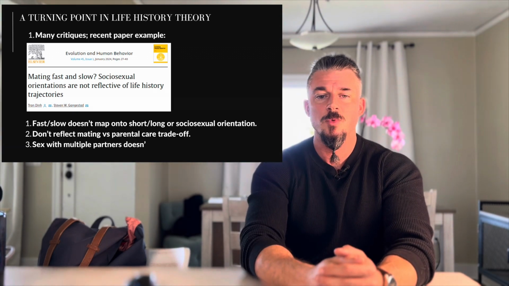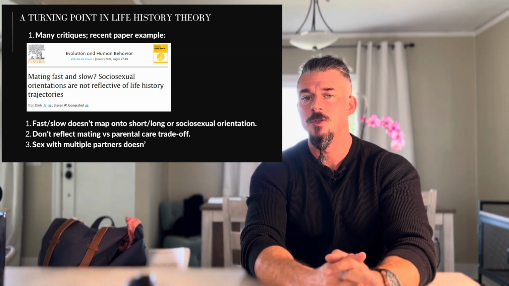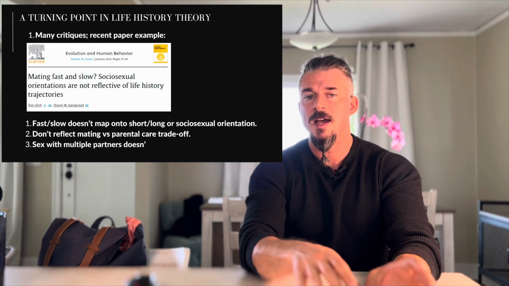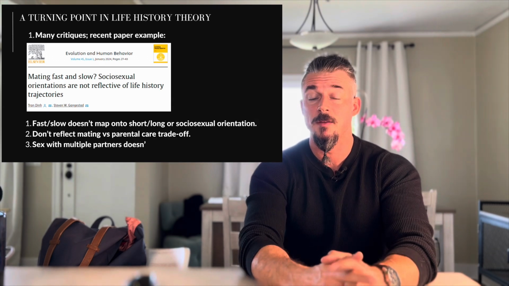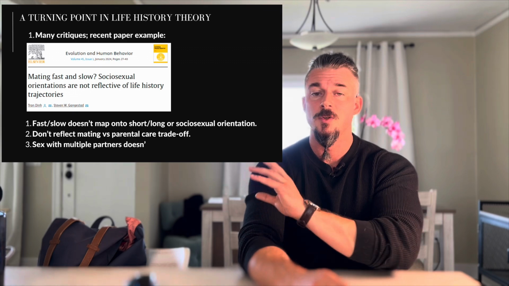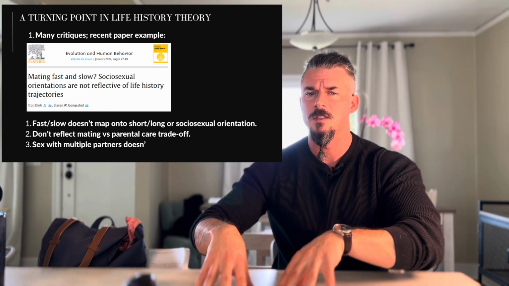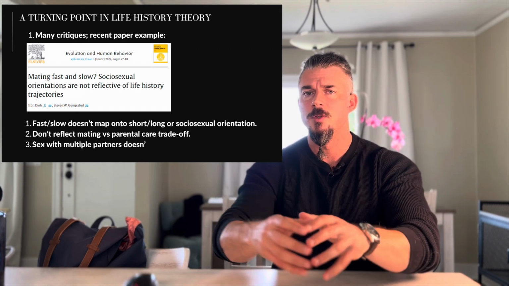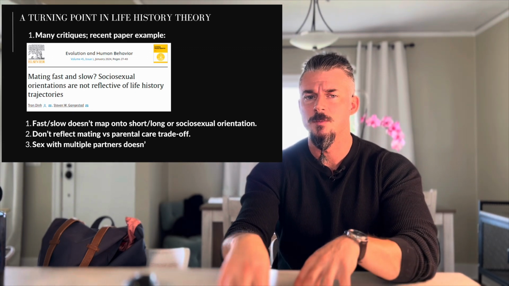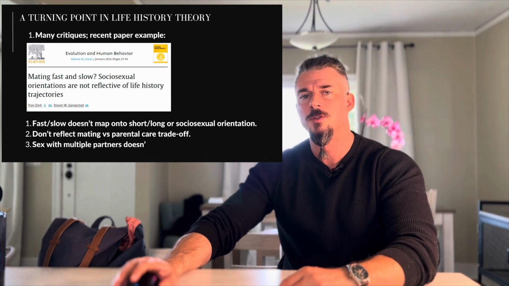The last point here, I seem to have cut it off, but sex with multiple partners also doesn't seem to predict this fast versus slow life history behavior, or at least according to this paper, right? So this is one of the recent critiques. This is very, very recent. This is from January of 2024. Well, actually the issue is from January. So going on now to the next slide.